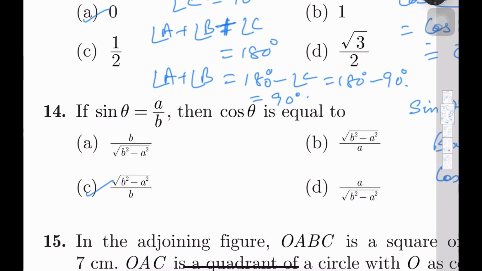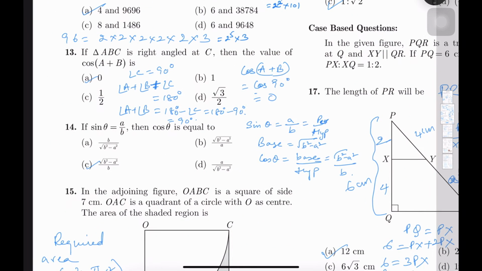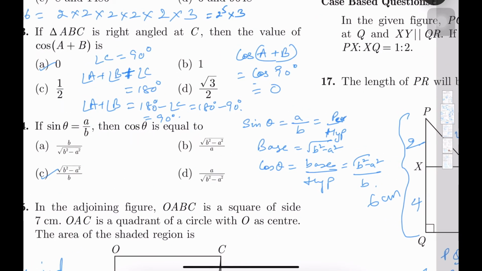The next one, if sin theta is equal to A by B, then cos theta is equal to. So how to solve this? We'll just see over here. You're having sin theta is equal to A by B. Now when you're having a right angle triangle in this way, this is the hypotenuse, this is the base, and this is the perpendicular. So you know that perpendicular by the hypotenuse is going to give you sin theta. So this is B and this is A. So A by B is sin theta.